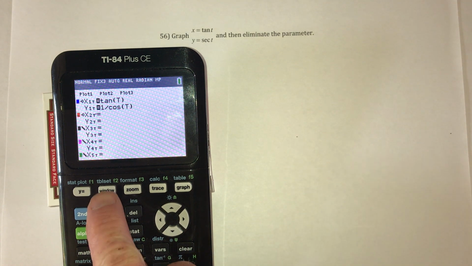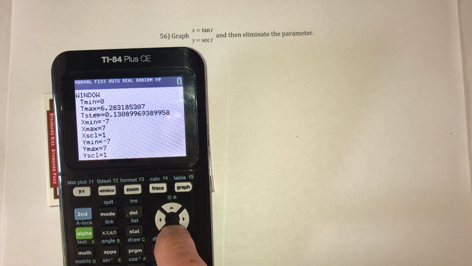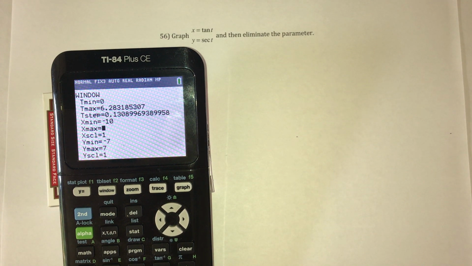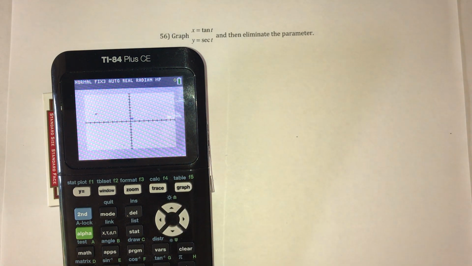And then, let's see, the window, right now it's going from 0 to 2 pi, that's fine. This is the default, pi over 24, that's fine. I'm not sure what to put for x and y, so I'm going to change it to negative 10 to 10 and then see if that's good enough to see the graph. Okay, this is an example where the graphing calculator just made a mistake.